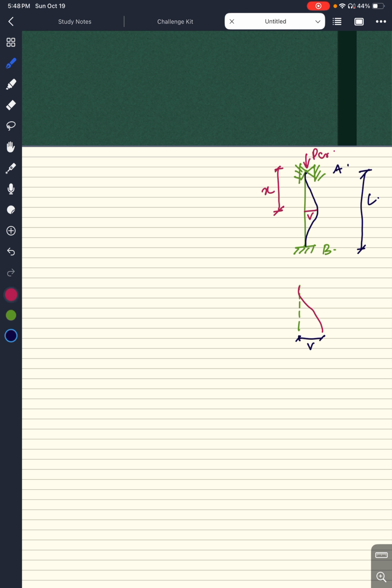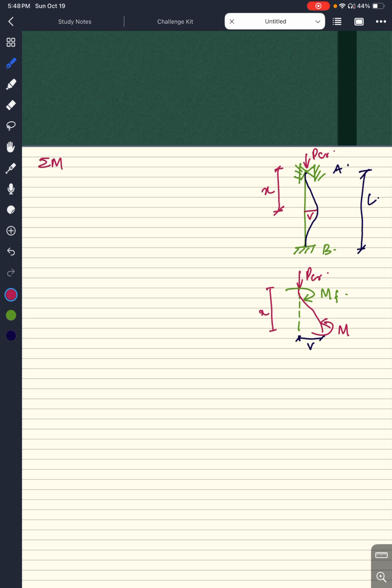Now the load PCR is exactly acting at the centroid, and due to the fixed support at A, we have MF, which is a fixed moment, and then at the bottom here we have a reaction moment, which is M. This anticlockwise moment is generated in order to keep the body in the equilibrium position, right? So this is the free body diagram when we cut the section at some distance x.